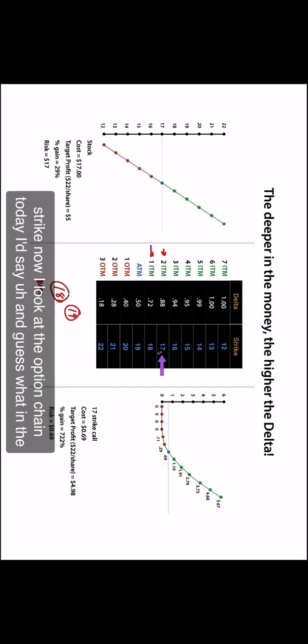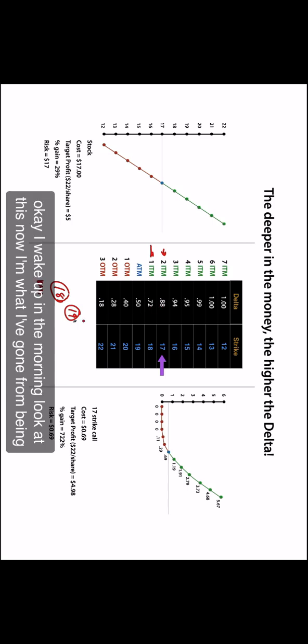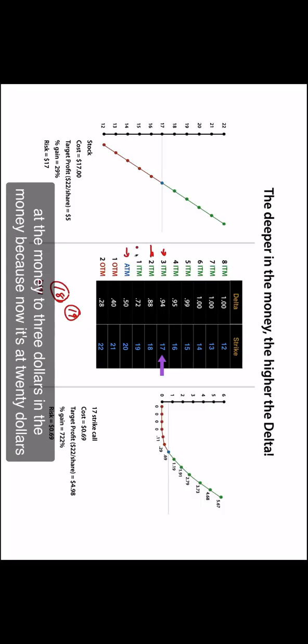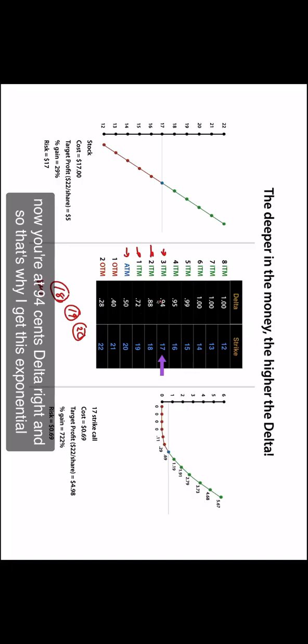My $17 strike. Now I look at the option chain today and guess what? In the next dollar move, I'll make 88 cents. I wake up in the morning. Look at this. I've gone from being at the money to $3 in the money because now it's at $20. Isn't that right? Yep. And what am I going to make on this dollar move? Now you're at 94 cents delta.